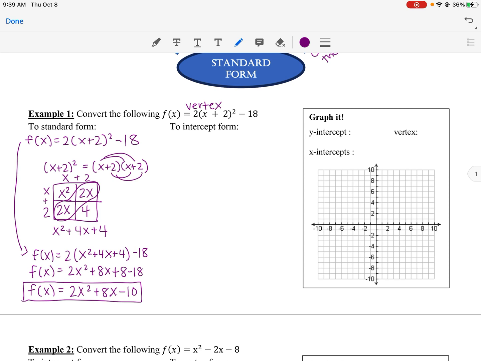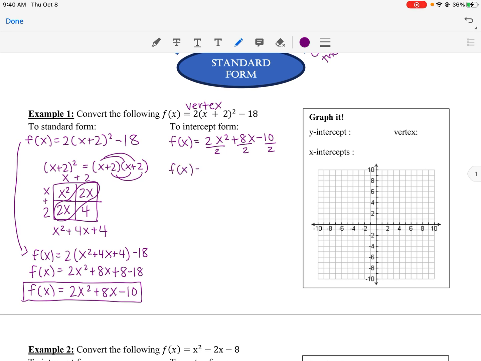Okay, now that we have it in standard form, we can go ahead and factor it to put it into intercept form. So we've got 2x squared plus 8x minus 10. Remember, with factoring, the first thing you always want to look for is a GCF. So I see a 2, an 8, and a 10. Each of those have a GCF of 2. I can factor 2 out.